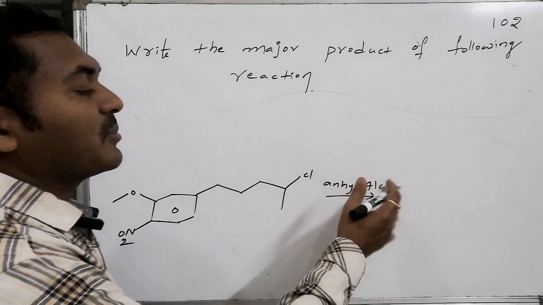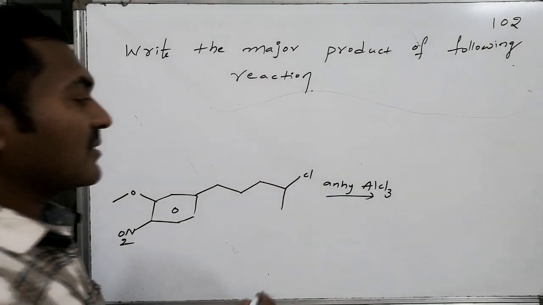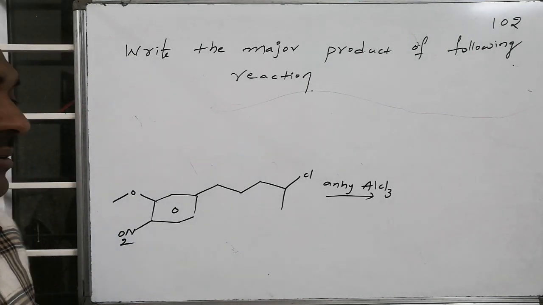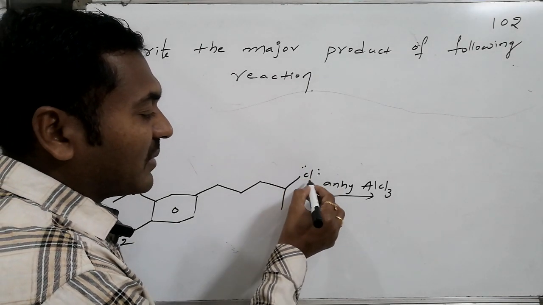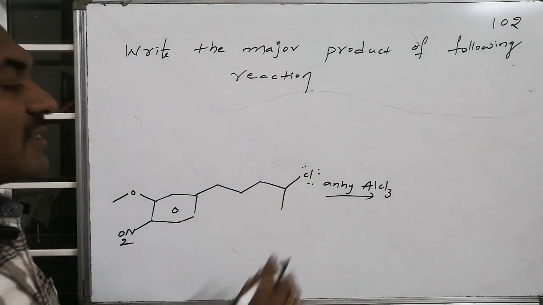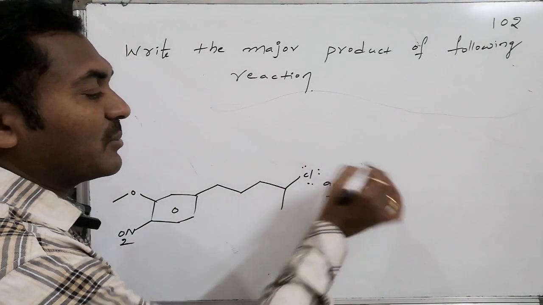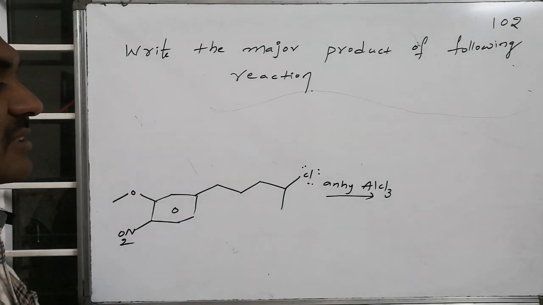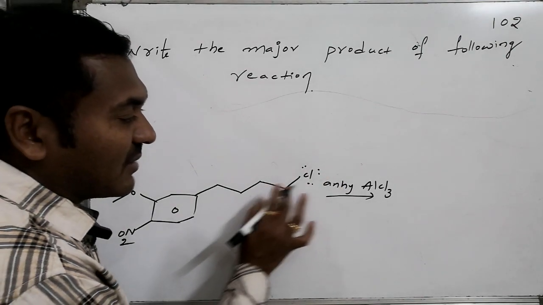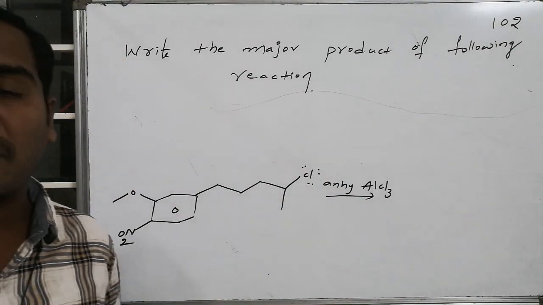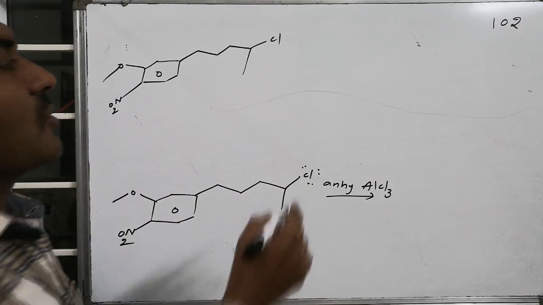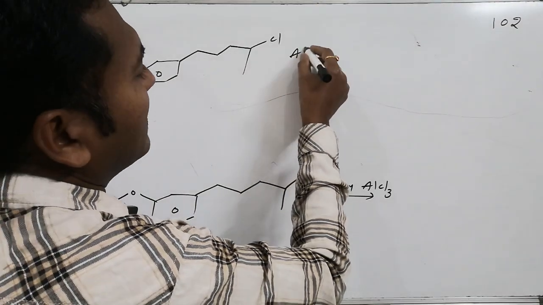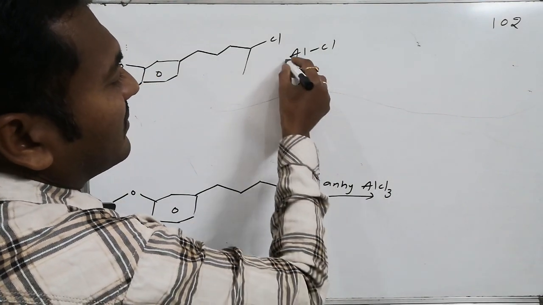Anhydrous aluminium chloride is a Lewis acid, and it combines with the lone pairs present on the chlorine. As a result, the combination of this chlorine and aluminium trichloride results in the formation of a cation followed by AlCl4 minus. If we go for the mechanism, as we said, this is AlCl3.